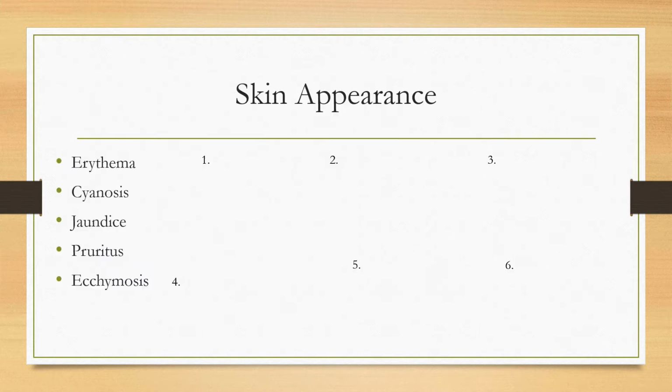Okay, so let's just go over a couple of terms here. Some of them you will have heard of before, but erythema is just a term for redness. So if there's a rash that's red, erythematous. That's all it means, okay? Nothing else. Cyanosis is bottom right here.